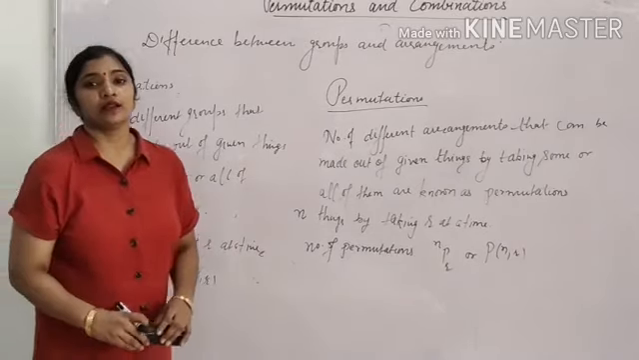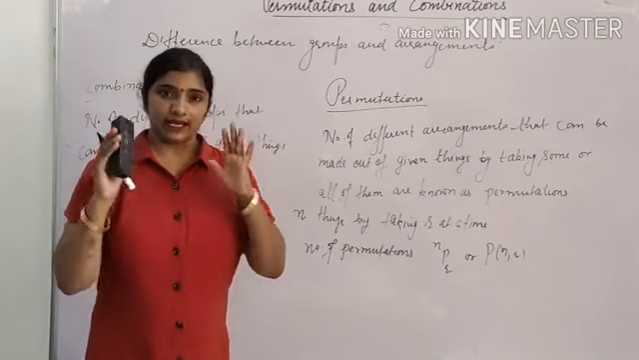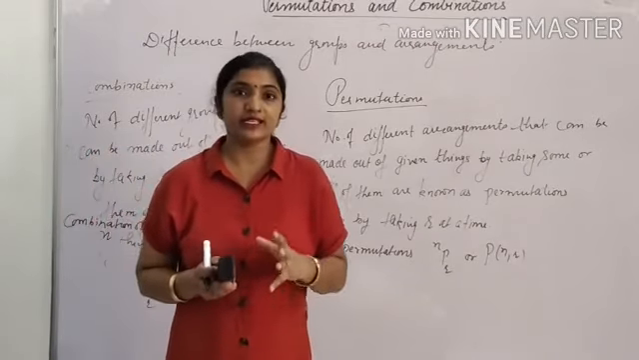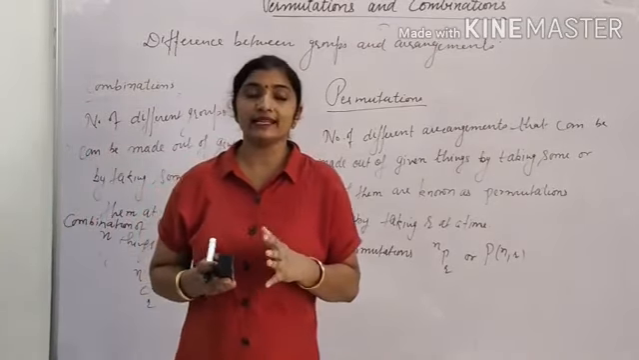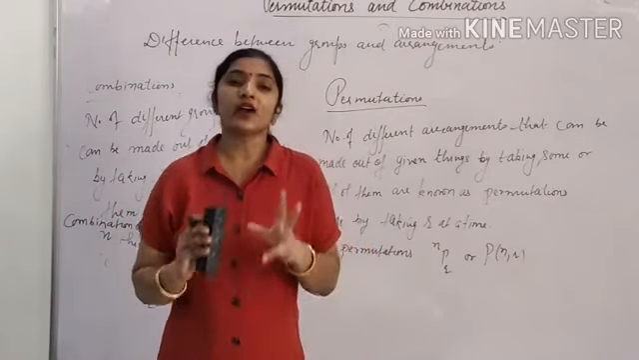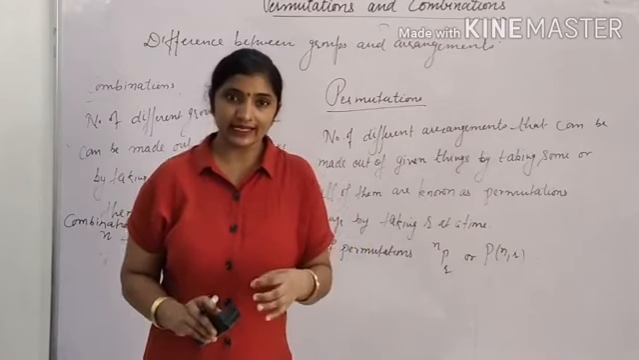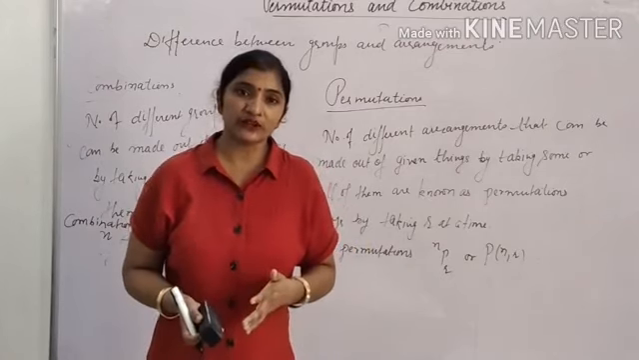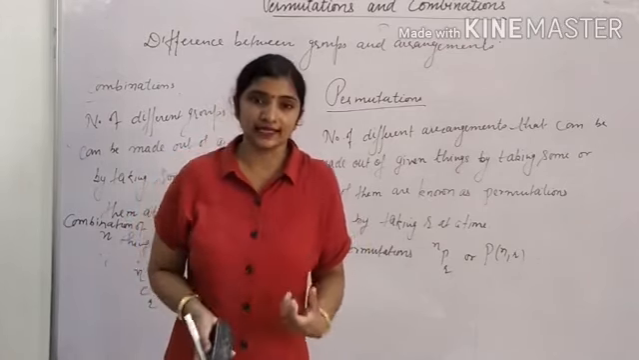So now the concept should be clear in your mind that permutations means to arrange the things, and combination means to select the things, or to make groups of the things, or to combine the things.